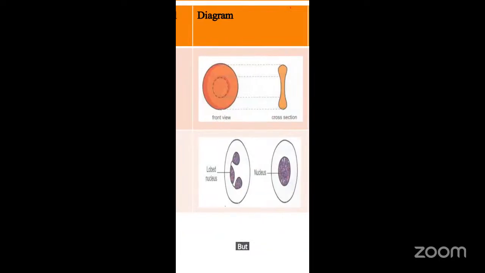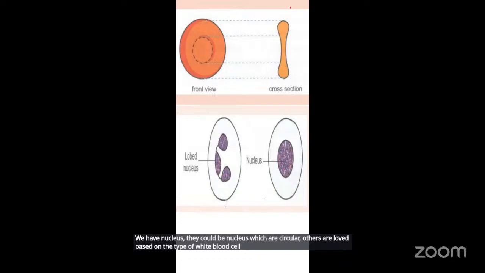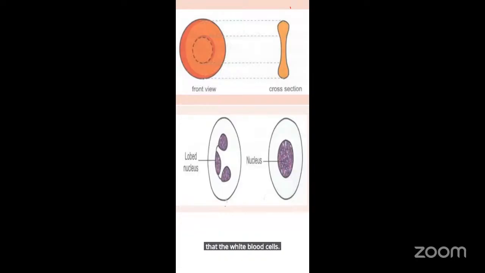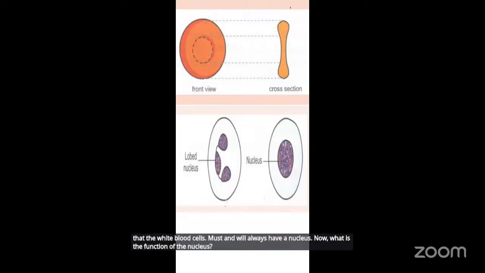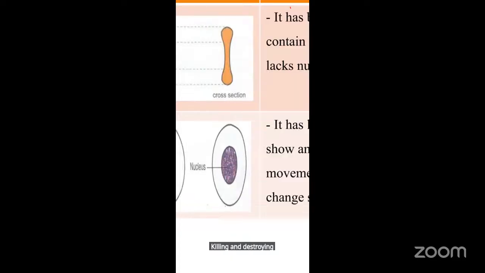But in the white blood cells, as you can see here, we have a nucleus. The nucleus could be circular, others are lobed, based on the type of white blood cell. But the point here is that white blood cells must and will always have a nucleus. Now, what is the function of the nucleus? It is used in killing and destroying the disease causing microorganisms.